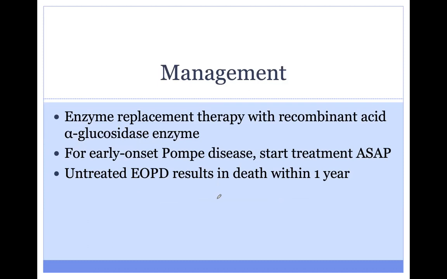The management of Pompe disease is with enzyme replacement therapy. So the idea here is that you are deficient in acid alpha-glucosidase with Pompe disease, and so you can essentially give an engineered form of that enzyme back intravenously. And for early onset Pompe disease, it's very important to start treatment right away. So as soon as you can, and this is because it can improve clinical outcomes and improve survival long term. And just to know, untreated early onset Pompe disease often results in death within a year. So this is why it is very important to start as soon as possible. As soon as you find this result on newborn screening, and as soon as you confirm it, you want to go ahead and start the enzyme replacement therapy for these patients.